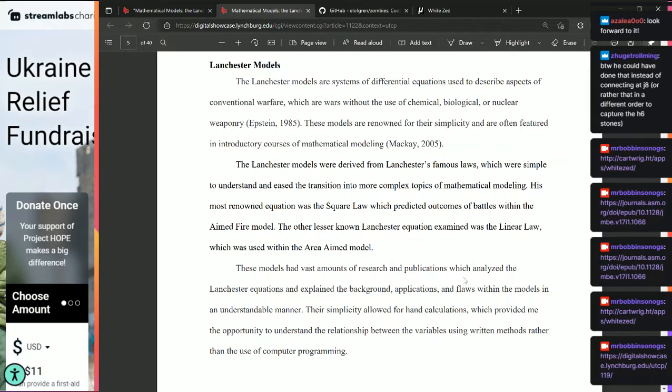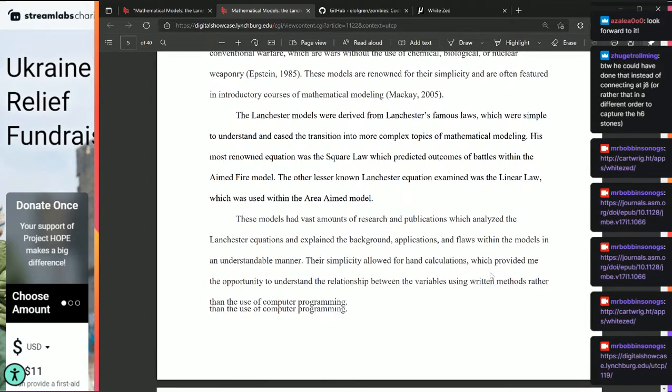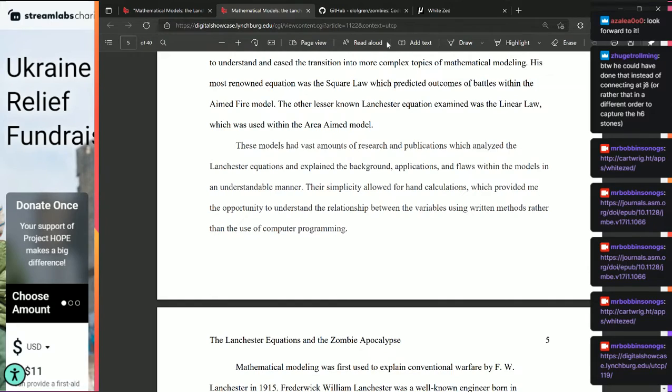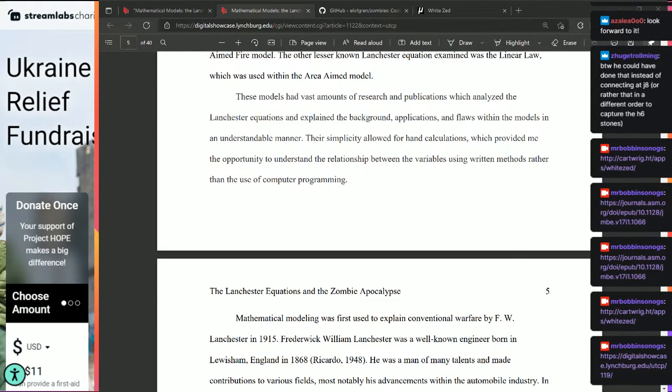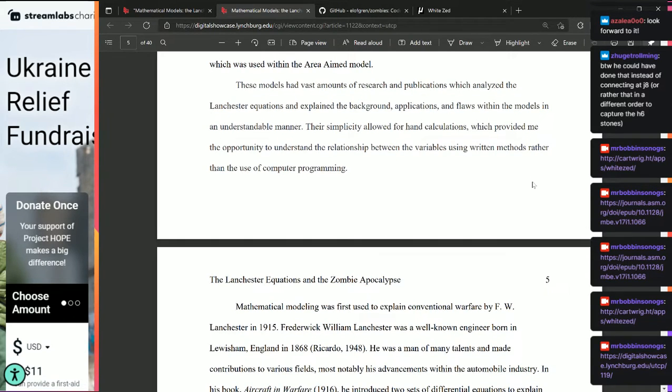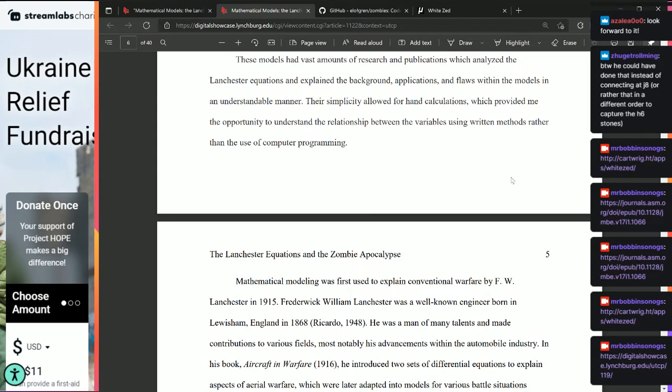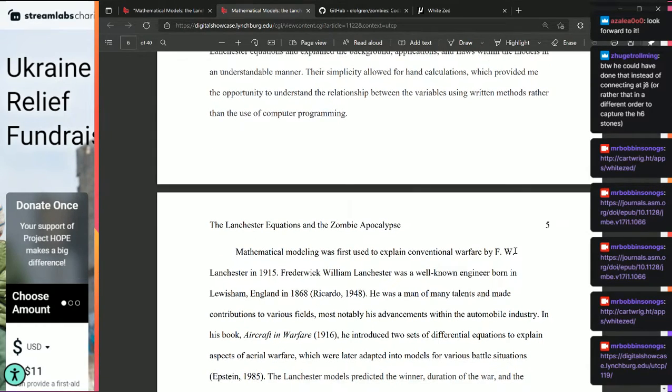His most renowned equation was the square law, which predicted outcomes of battles within the aimed fire model. The other, lesser known Lanchester equation examined was the linear law, which was used within the area aimed model. So we're going to take a note of the area aimed model. These models have vast amounts of research and publications which analyzed the Lanchester equations and explained the background, applications, and flaws within the models in an understandable manner. Their simplicity allowed for hand calculations, which provided me the opportunity to understand the relationship between the variables using written methods rather than computer programming.